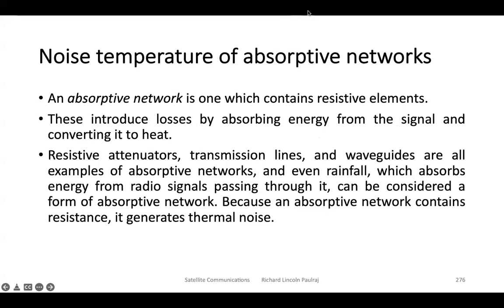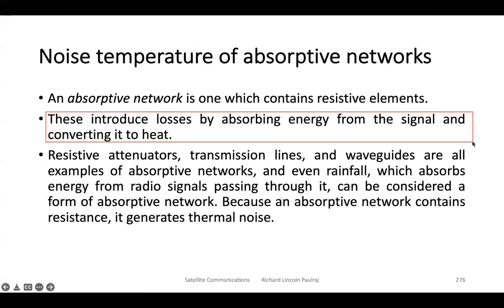This is important, where we try to understand the conversion, what the end product is. The end product is going to be nothing but the heat. So it introduces losses and converts them to heat. Resistive attenuators, transmission lines, waveguides are all examples of these types of absorptive networks, and even rainfall, which absorbs energy from radio signals passing through.